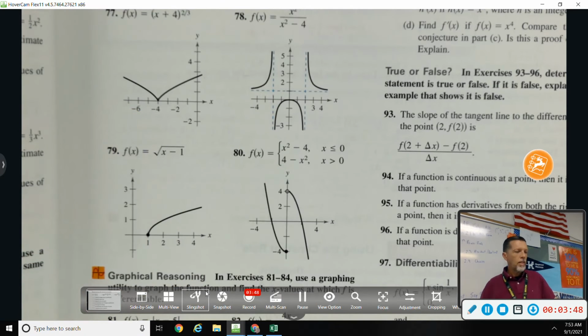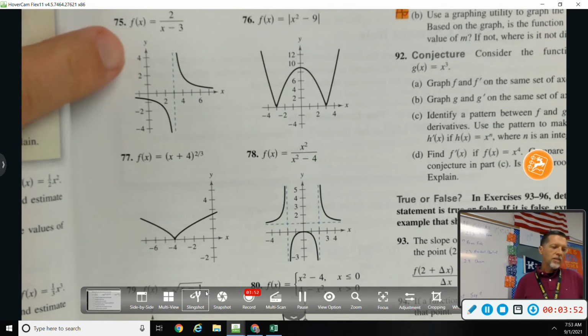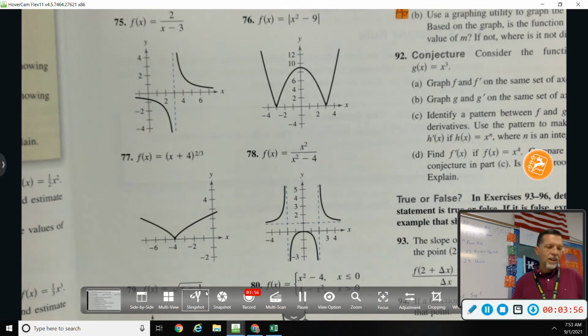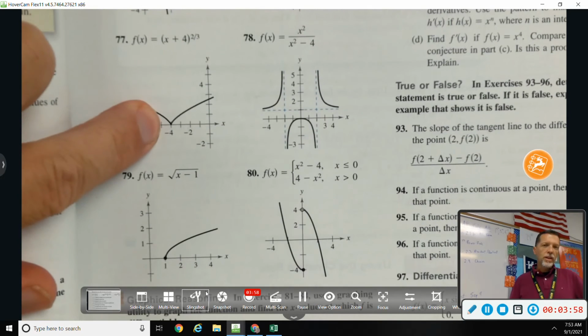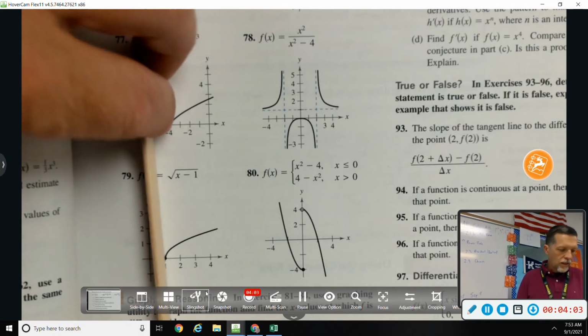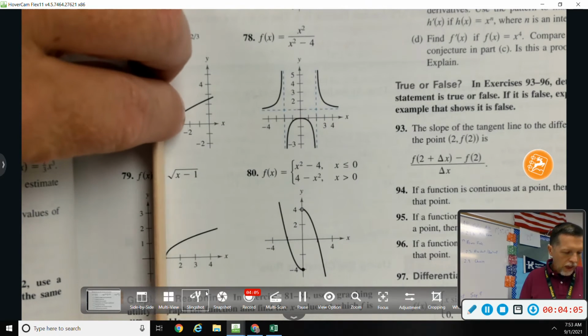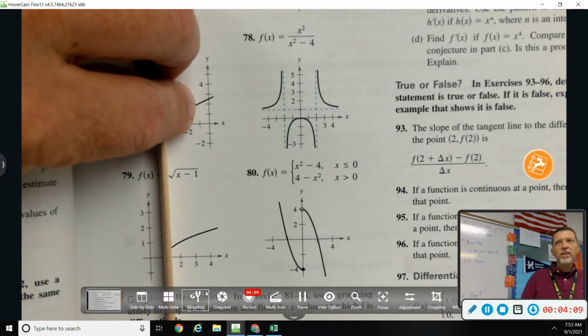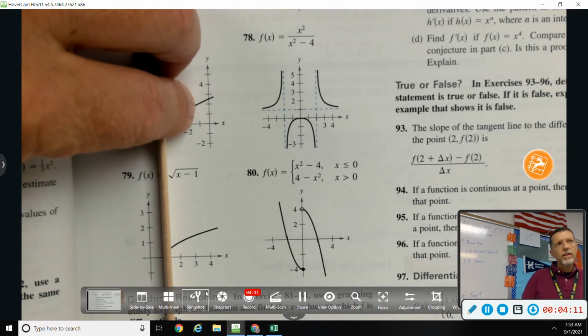So those three questions were especially picked because they show the three ways that a derivative doesn't exist. If the function's not there, then you can't take a derivative. If there's a sharp point, you can't take a derivative. And then maybe the trickiest one is if there's a vertical tangent line whose slope is undefined, then there's not a derivative there either.